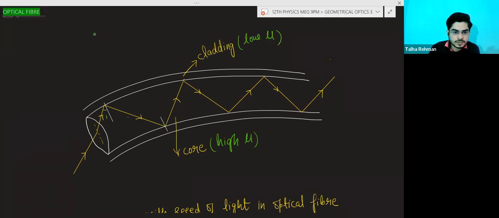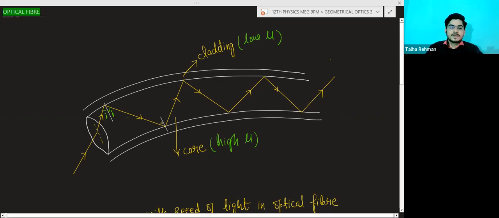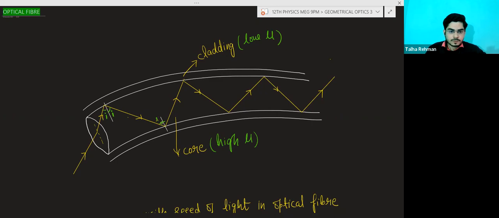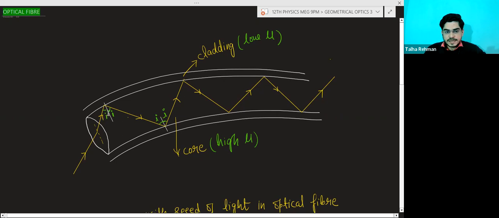Suppose this is any angle of incidence i, so this angle will also be i, because angle of incidence equals angle of reflection. So this light ray will suffer total internal reflection inside the optical fiber cable. So there is no loss of energy here.